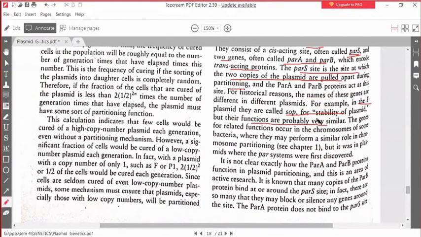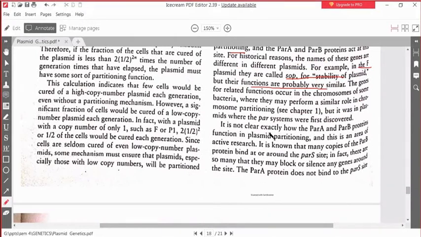How they work together is not exactly clear. It is not clear exactly how the PAR A and PAR B proteins function in plasmid partitioning, but it is known that many copies of the PAR B protein bind at or around the PARS site. The PARS site is the site present in the plasmid.